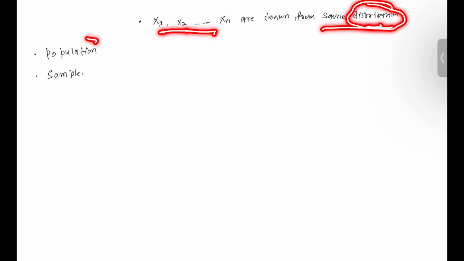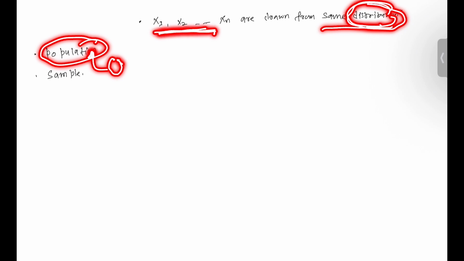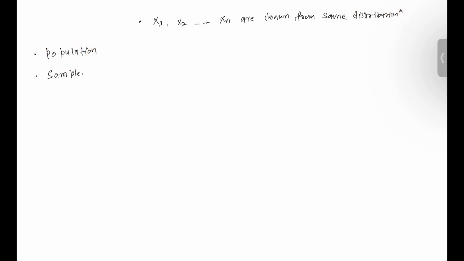Here this distribution is the distribution of the population, and this population is so big that it is impossible to go and analyze and draw an absolute distribution of it. So what we do is take a sample out of it, and this is what we are doing here also. We are taking n samples out of this distribution. So when I say that random variables are coming from some distribution, what I really mean is that we are sampling from the population.